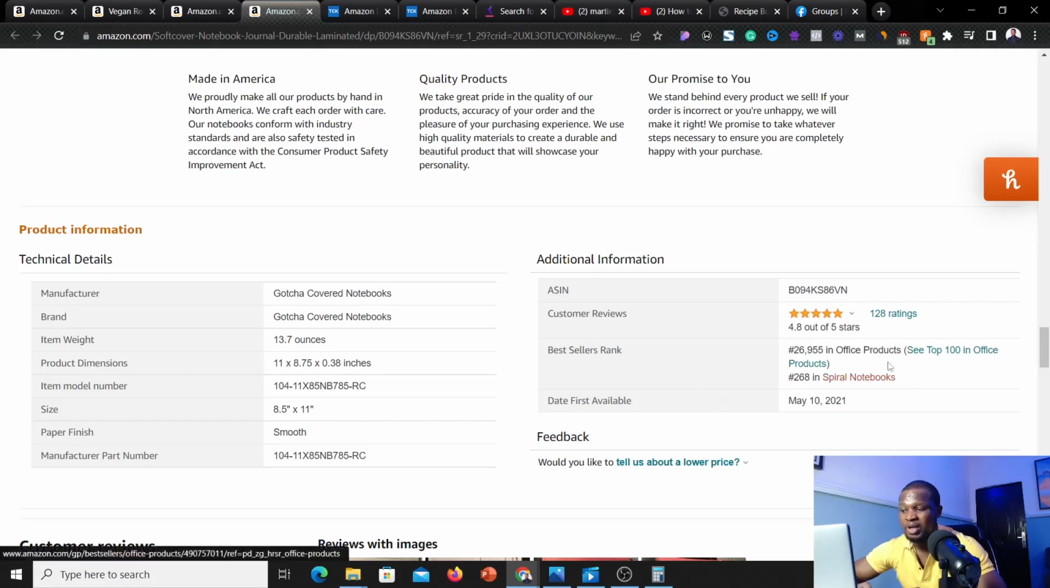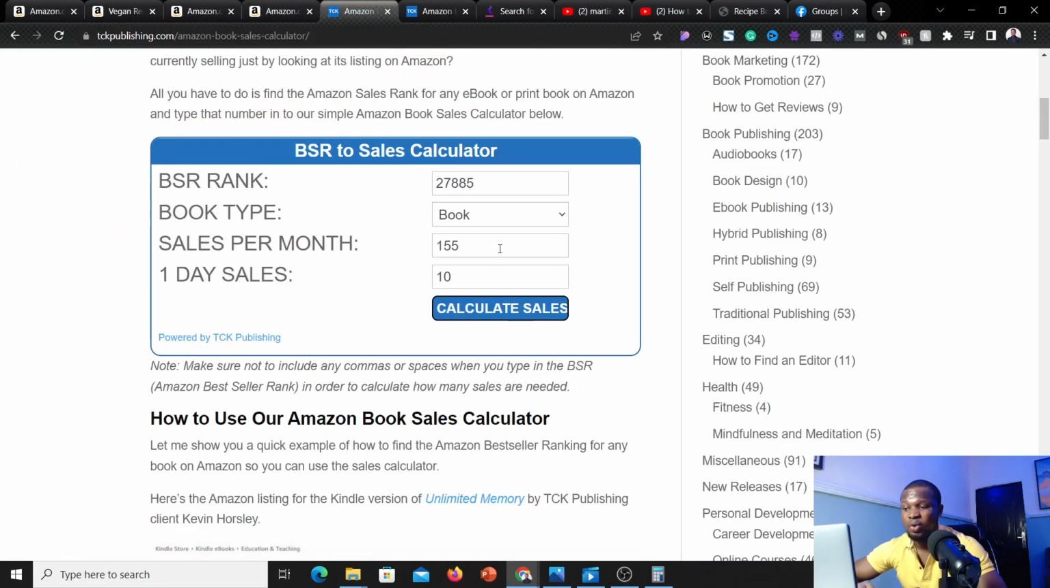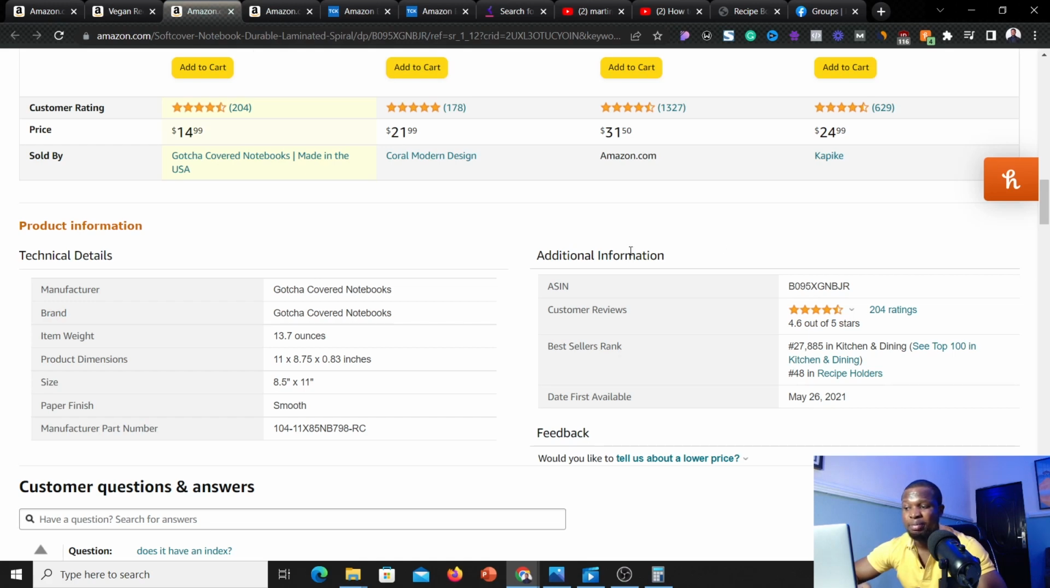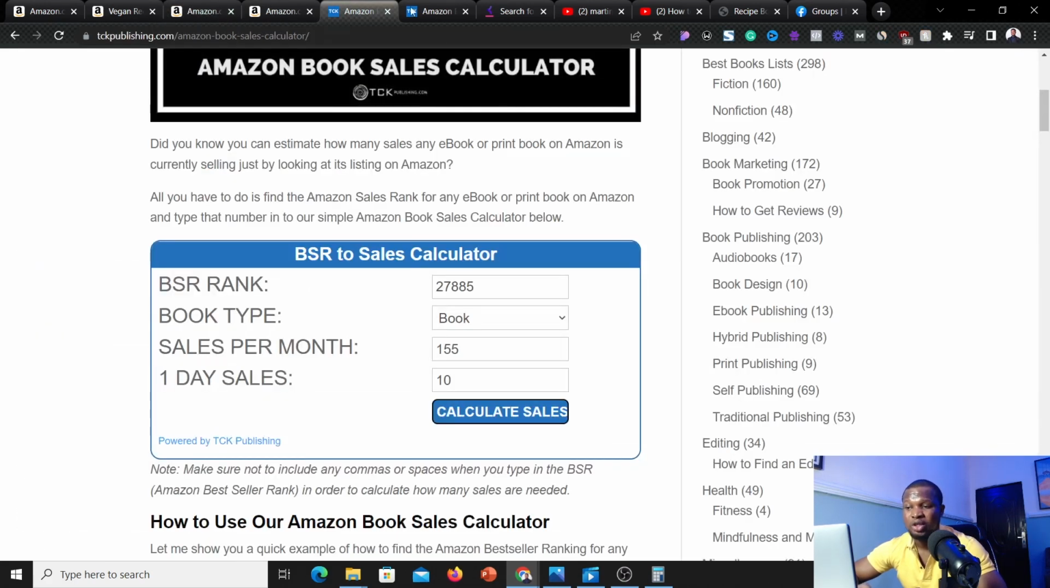So it means that these guys can actually be making thousands of sales from these two books. We are trying to use the least figures that we think they are making, using this Amazon book sales calculator by TCK Publishing Company to calculate how much they are making. So bear in mind that these guys might be making much more money than what we just calculated.